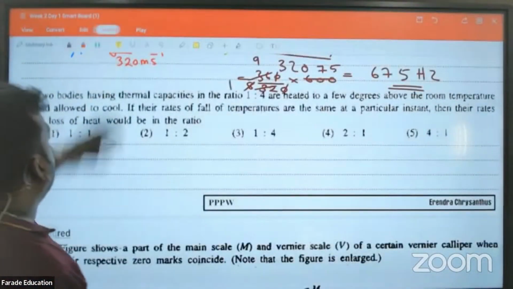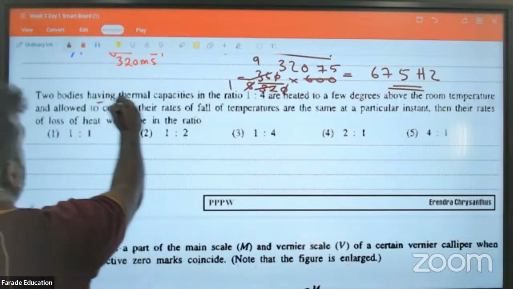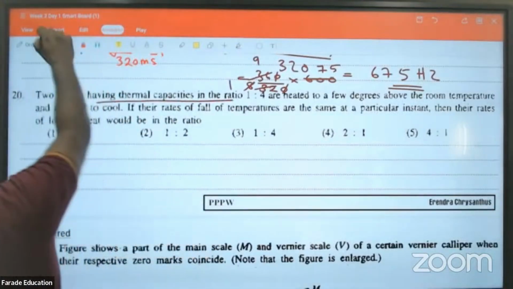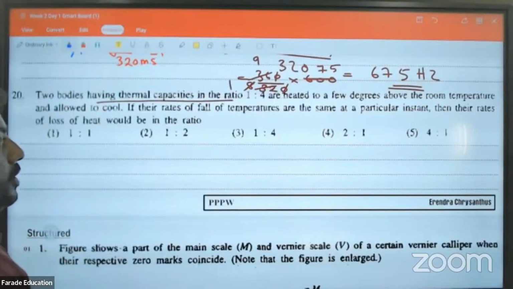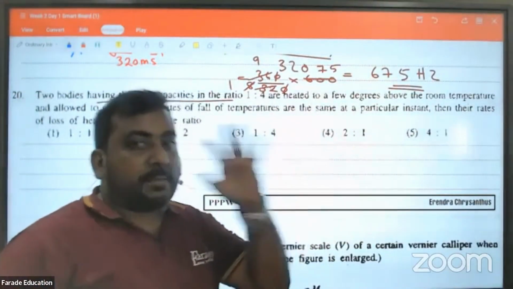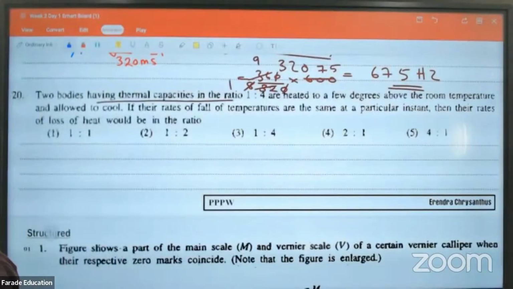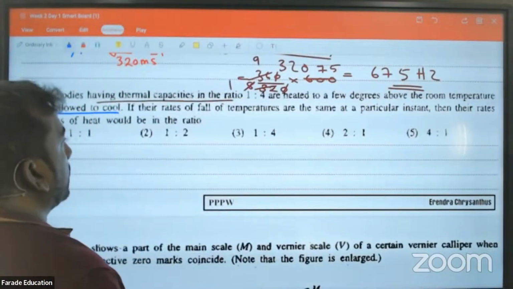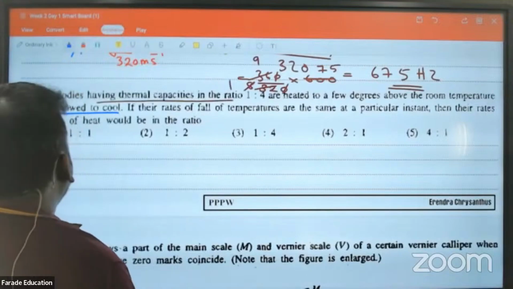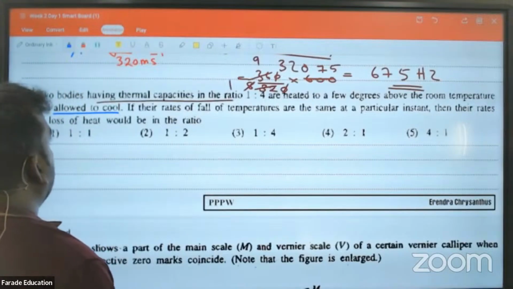Right. Moving on. Two bodies having thermal capacities in the ratio 1:4. Thermal capacity means heat capacity. They are allowed to cool. Newton's law of cooling. Then their rate of loss of heat would be in the ratio, right?